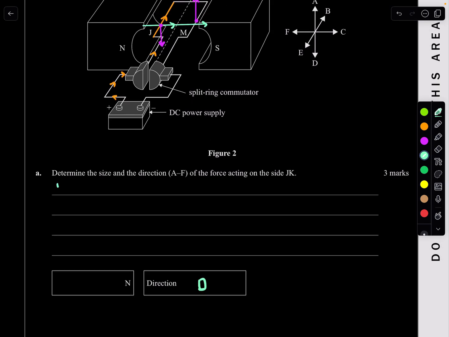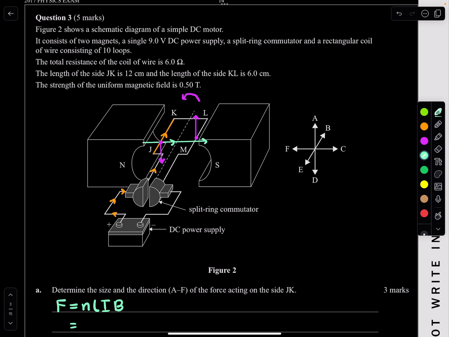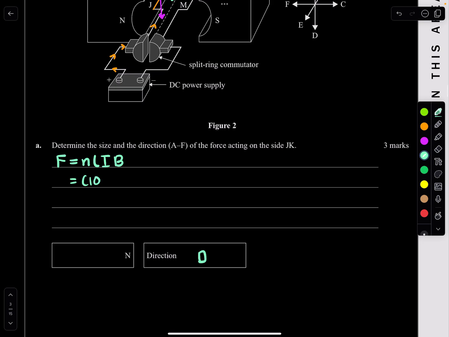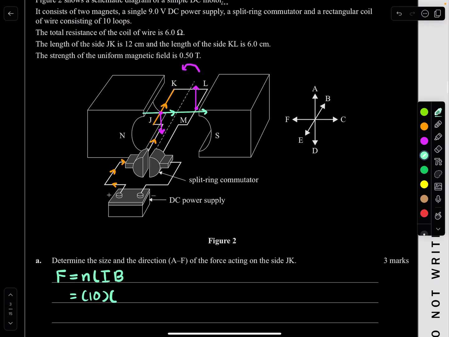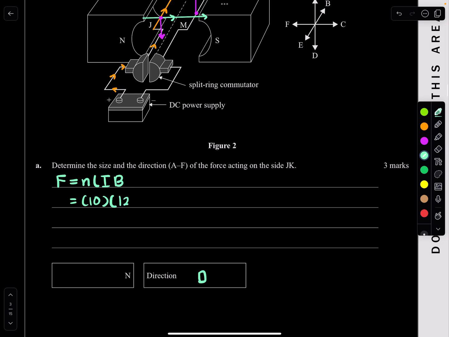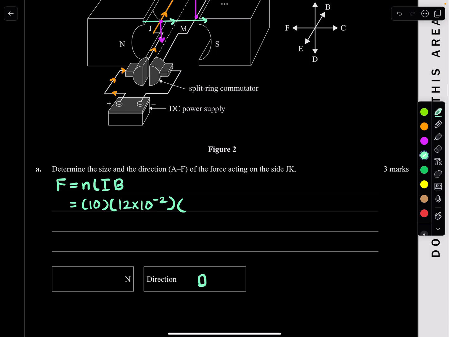Now we know to calculate the force for these questions, it's equal to N length times your current and your magnetic field strength, where our N is the number of loops, which in this case was 10 loops. Your length of the wire JK, which was said to be 12 centimeters, so change it to meters, so 12 times 10 to the negative 2.